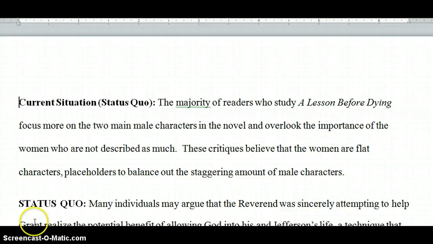So let's take a look now at how a couple students describe the current situation. All right, again, you want to give enough information that is necessary.